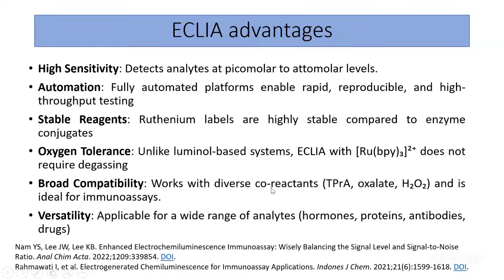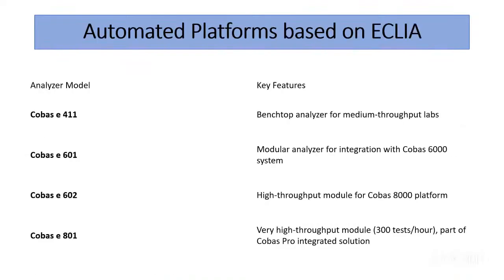And it works with a co-reactant, as I said, we require TPrA, so it can work with diverse co-reactants, and it has versatility because it can work on a wide range of analytes. You can detect proteins, hormones, antibodies. So everything is attributed to the ruthenium molecule.